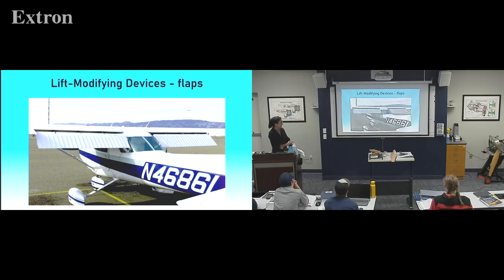Another device is lift modifying devices. So if we design an aircraft wing to give us a ton of lift at slow airspeeds, we'd be super inefficient at high airspeeds. So that's why they develop flaps, and not all aircraft have them, but they develop flaps so that you can have a decent cruising speed, but then you have the ability to have a lot of lift so you can fly slower.